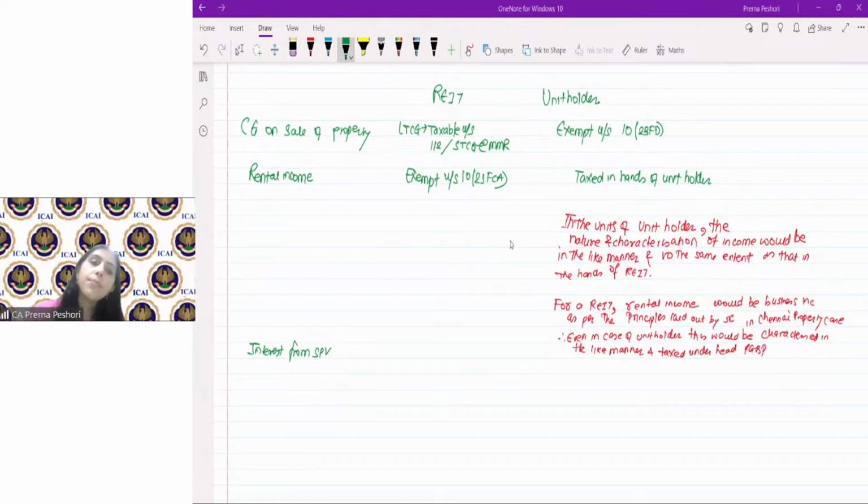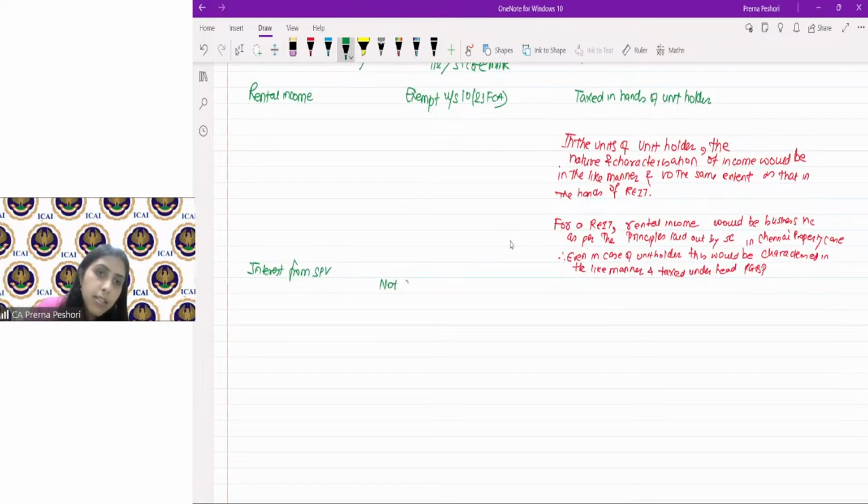So this is again not taxable in the hands of the trust under section 2023 FC. Fine. So therefore, this particular income is deemed to be the income of the unit holders. This is treated as income of the unit holder.